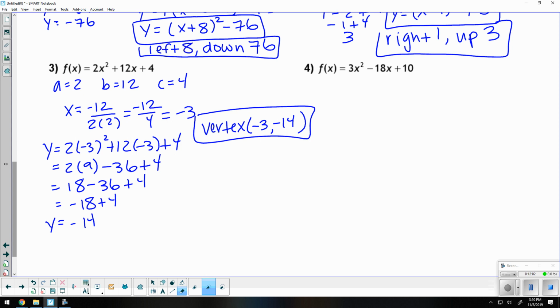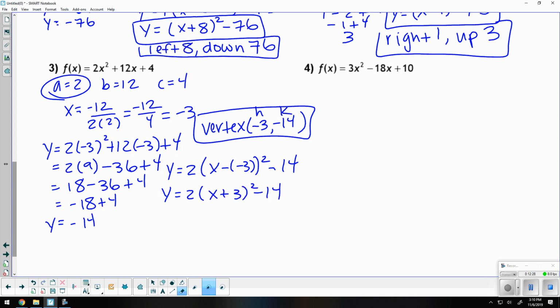Okay, so now writing this in vertex form, we have our h, we have our k, we need our a, which is actually 2. So plugging this into vertex form, it's going to be y equals, you'd have 2 x minus negative 3 squared minus 14. So plus negative 14 or just minus 14 in the back. So just kind of cleaning this up, this would be y equals 2 times x plus 3 quantity squared minus 14. But this would be our vertex form.